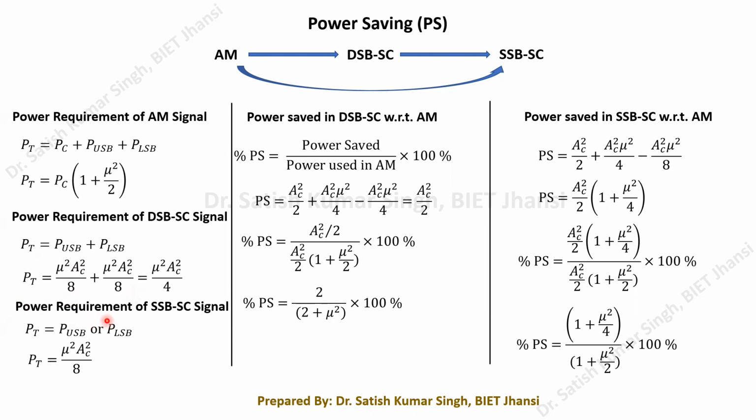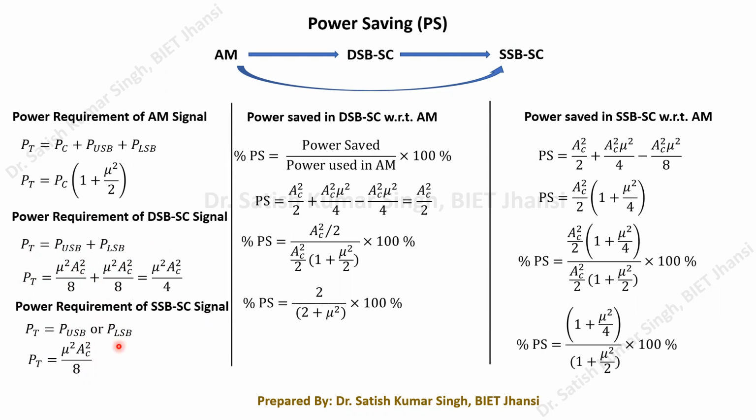Now the power requirement of the SSB-SC signal. We can write it in similar terms. We have to again remove one of the sidebands, either LSB or USB. Suppose I remove one of them, then I will be left with mu squared Ac squared by 8. So I can write PT equals mu squared Ac squared by 8, because we are just removing one of the sidebands.